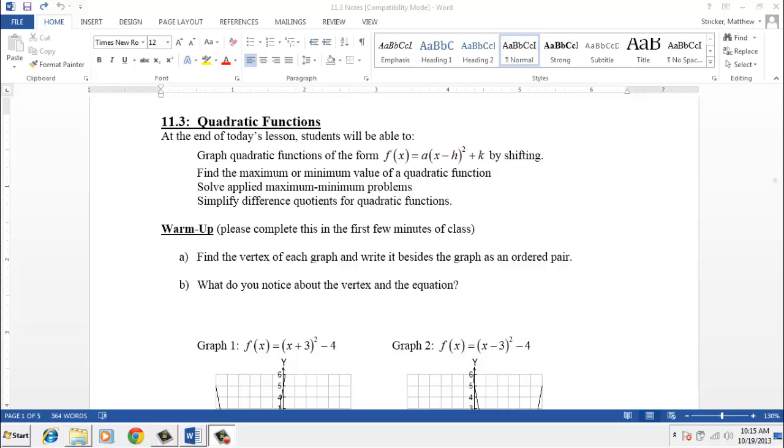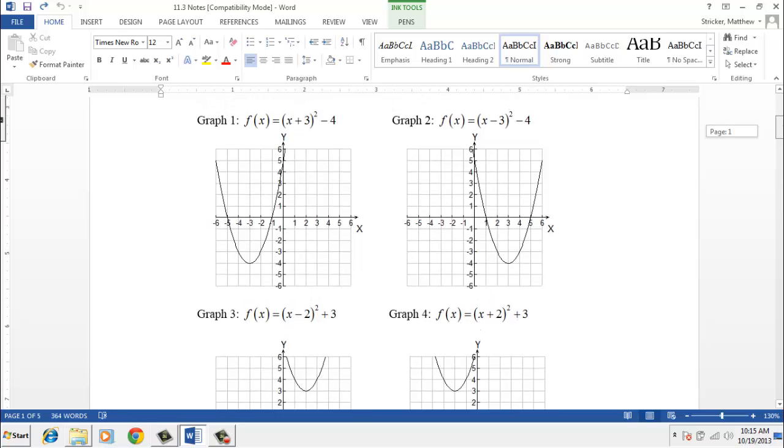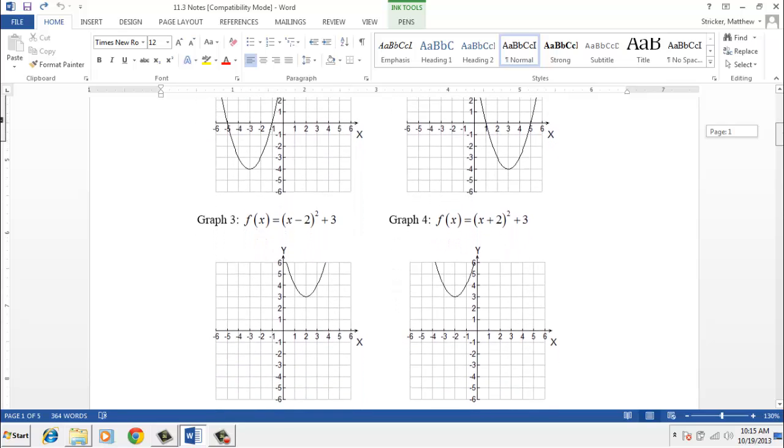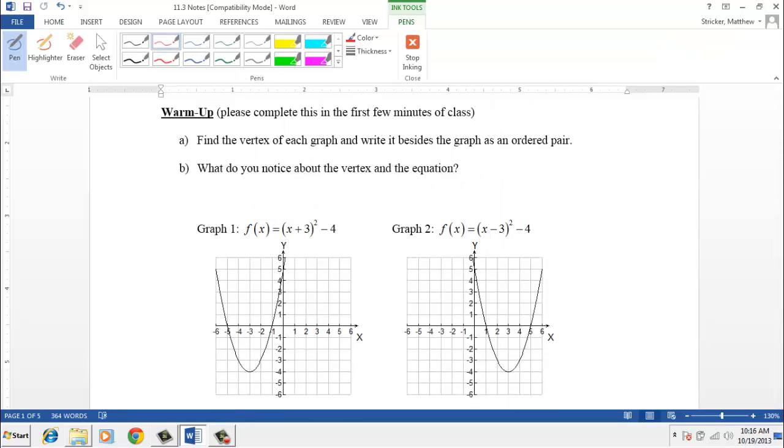We're going to talk about solving some applied problems relating to quadratics, and I wanted to start out with having you pause the video and, as a warm-up, state what is the vertex for each of the four graphs that you see here: graph 1, graph 2, graph 3, and graph 4 in your notes. Go ahead and just take a few minutes, pause the video, and write down what the vertex is. Alright, welcome back. You should have been able to tell what the vertex is for each of the four graphs.